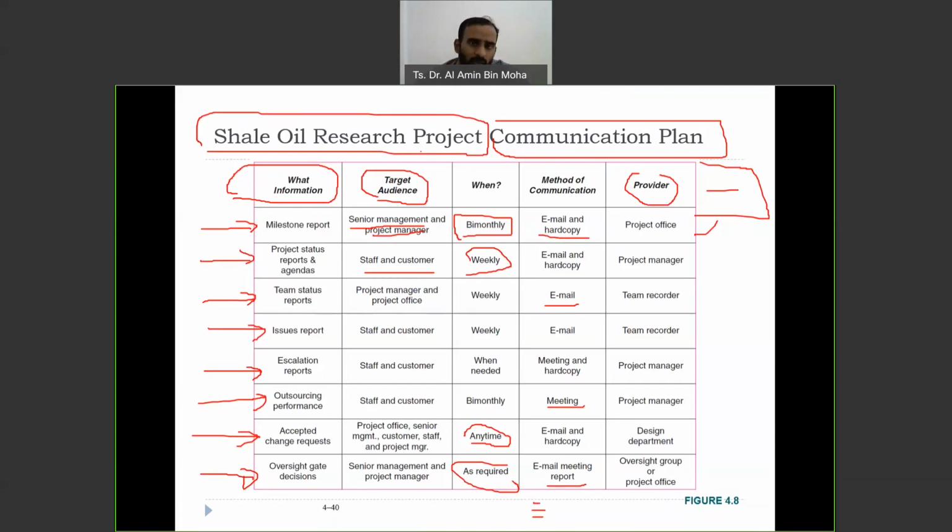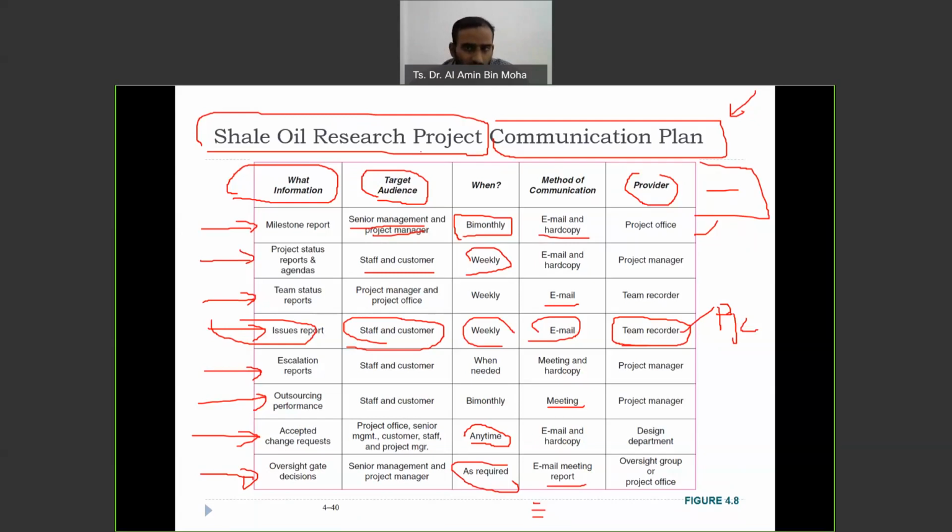So this is the example of if anything goes wrong. Okay, so you said we didn't get the report. We can just go here, issues report. We need to send it to the staff and customer every week through email. Who's going to send the email? The team recorder. So who is the team recorder? Who is the PIC? He's going to be blamed. Okay, but we are not going to blame people; sometimes we need to extract the information, we want to retrace the progress. So this is very important. So that's all for the project communication.